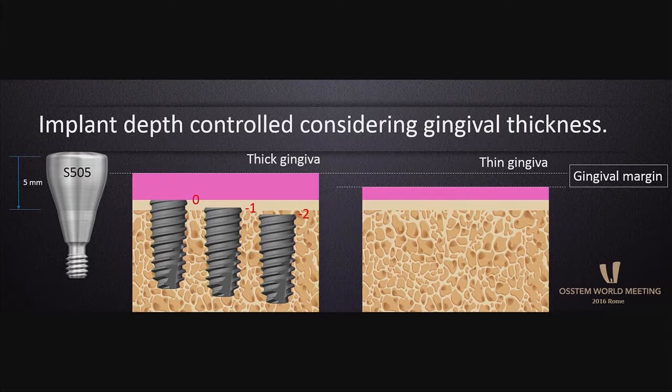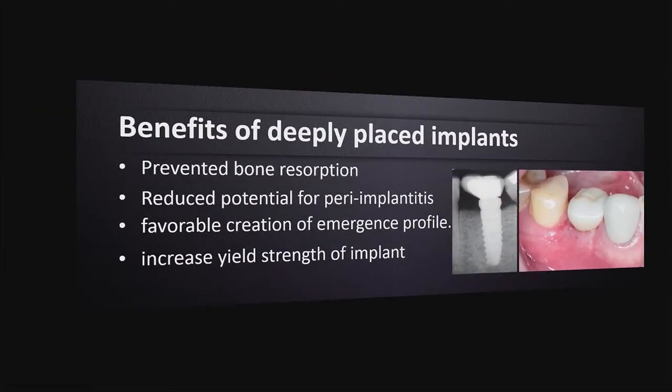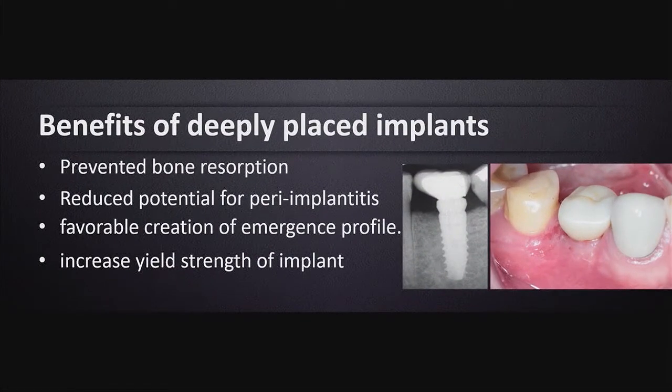So in a thick gingival case, sometimes we can place the implant at the crestal level, as long as we have 3 millimeters of biologic width. And most of the time in thin gingiva, we have to place the implant deeper into the bone because the bone is going to resorb and form the biologic width like that. So the biologic width is the amount of soft tissue and hard tissue together.